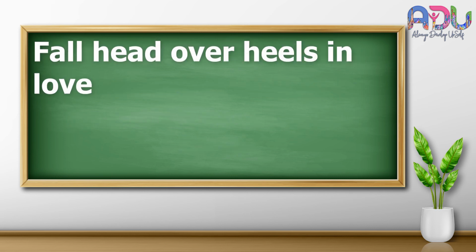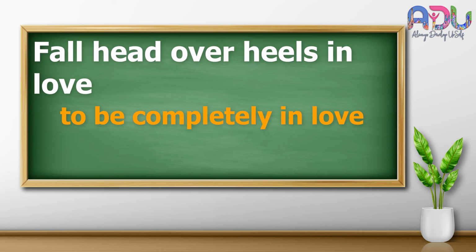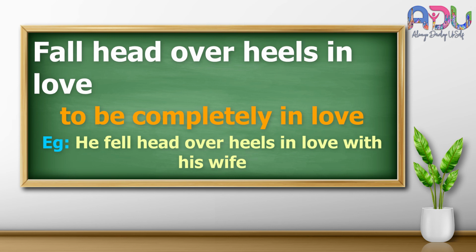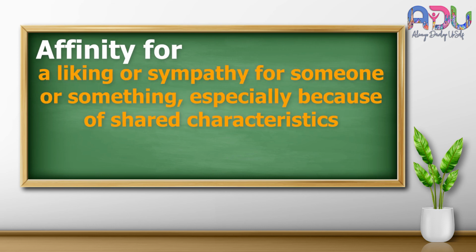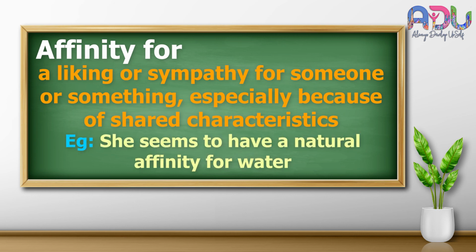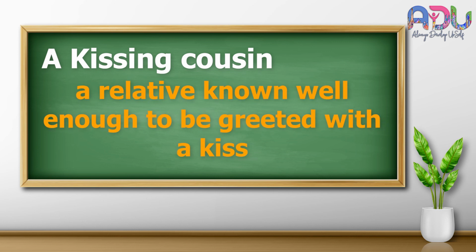60. Fall head over heels in love. To fall head over heels is to be completely in love. For example, he fell head over heels in love with his wife. 61. Affinity for. Affinity for means a liking or sympathy for someone or something, especially because of shared characteristics. For example, she seems to have a natural affinity for water. 62. A kissing cousin. A kissing cousin is a relative known well enough to be greeted with a kiss.